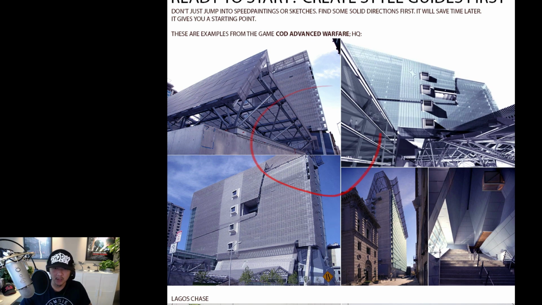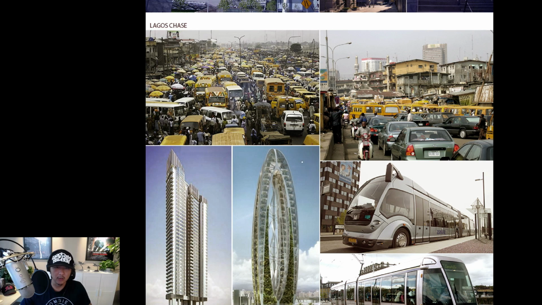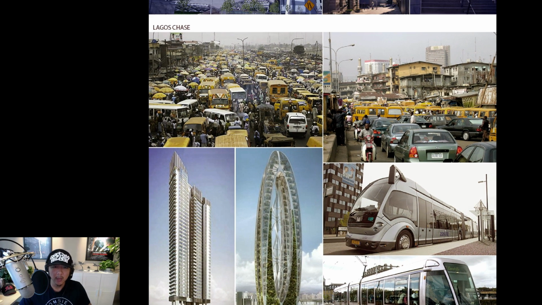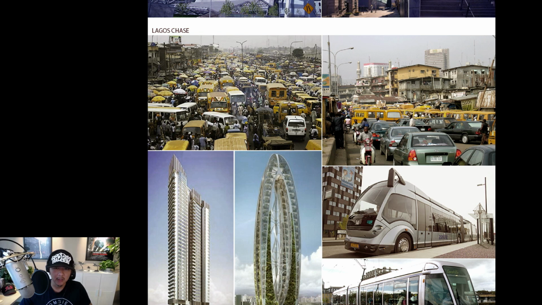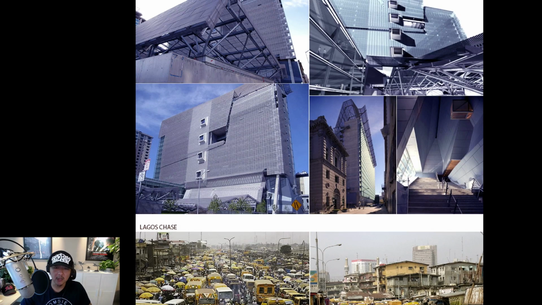So anyways, these are the images I used for the headquarters. Here are the actual images I used for the Lagos chase. I don't know what it's called in the game, but they wanted a car chase on top of these, and we put these umbrellas everywhere. But these are the actual references. So you start building a visual map, okay? And I start to design from here.